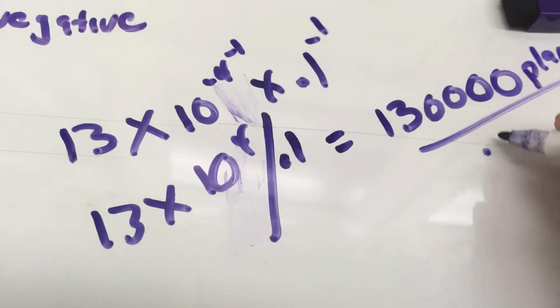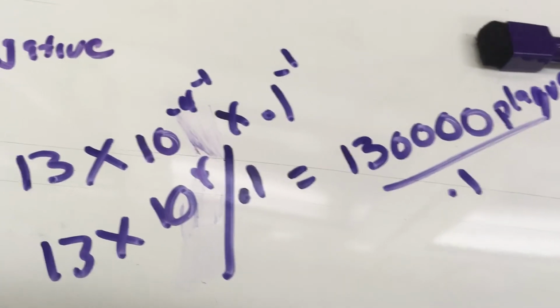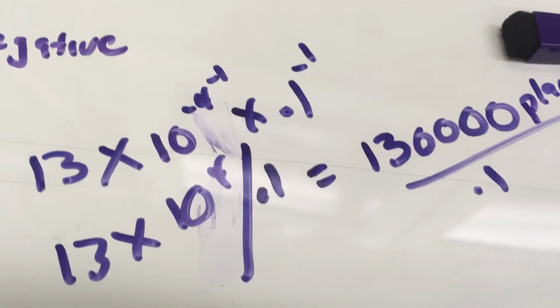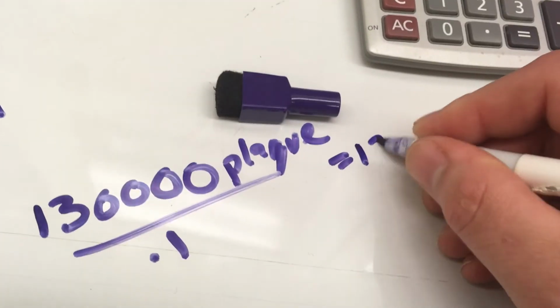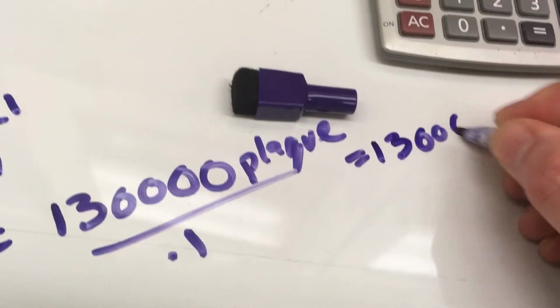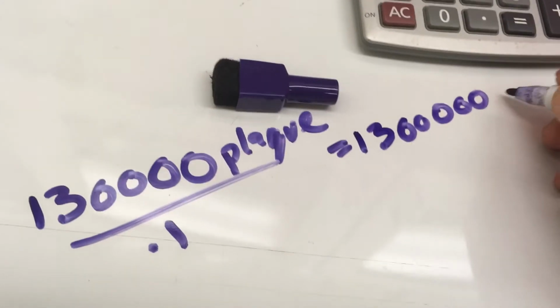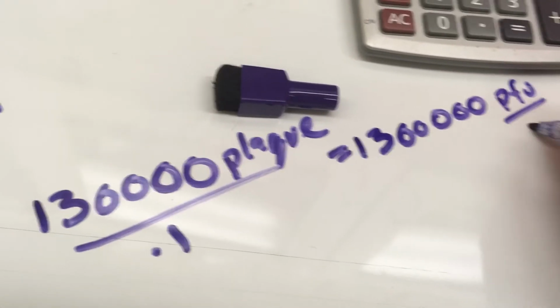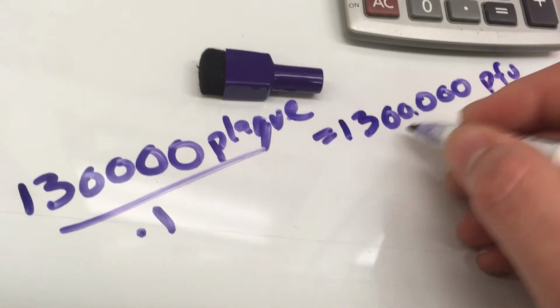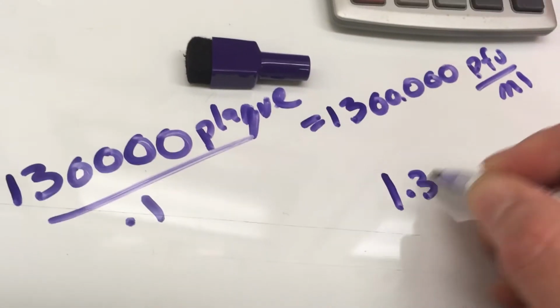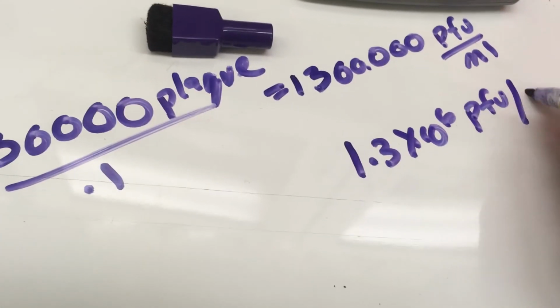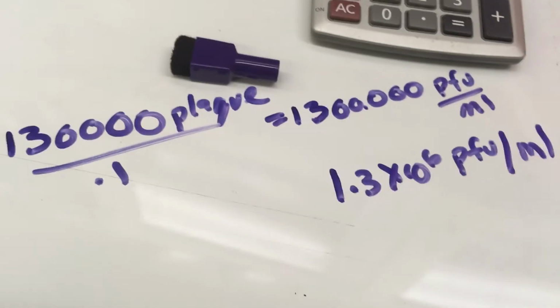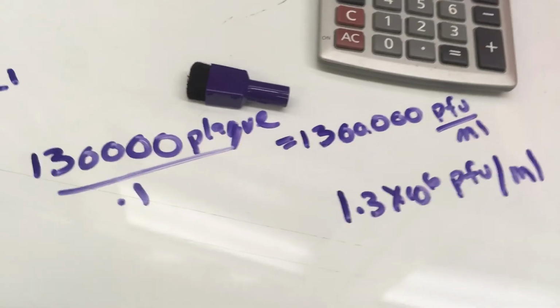And then we're going to divide that by the 0.1. And so that's going to come to be 1,300,000 PFU per mil, or 1.3 times 10 to the 6 PFU per mil. And that's how we calculate plaques per mil.